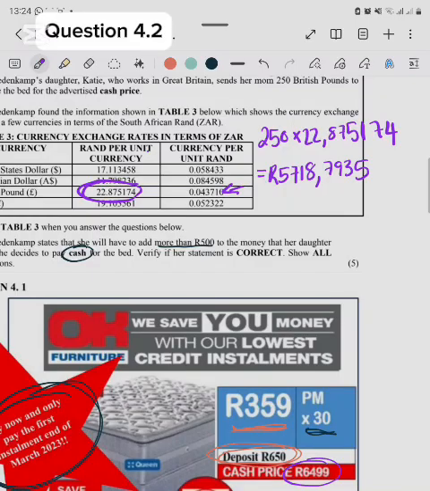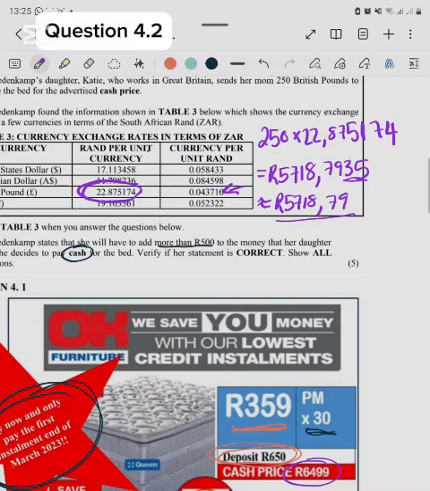Now at this point, it would be okay to round off, because what we're now doing is we're saying, do you have enough money to pay? And when we're talking about paying, you're not going to be paying parts of a cent. So at this point, you're okay with saying, okay, well, therefore, she will have approximately 5718,79 rands from her daughter.